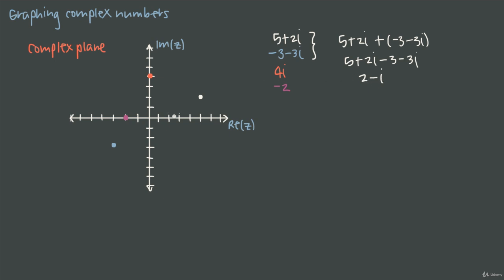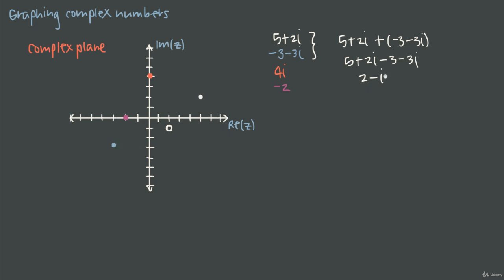And if we graph that, the real part is positive 2, so we head out positive 2, and the imaginary part is minus 1. So we get minus 1, and that is this point right here. So this point is the sum of this white point here and this blue point here.